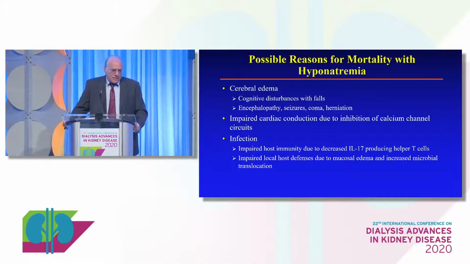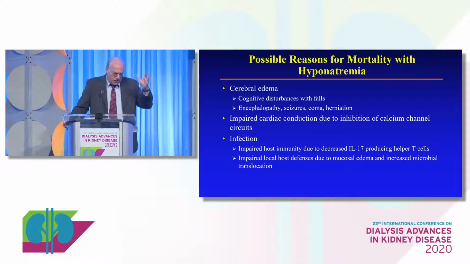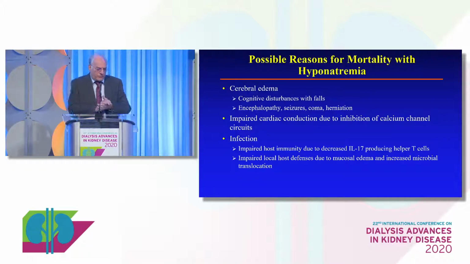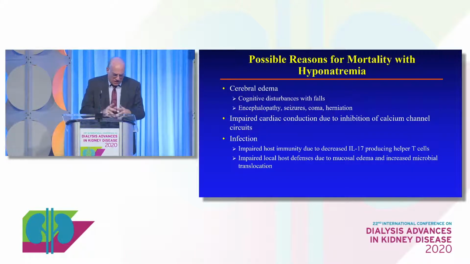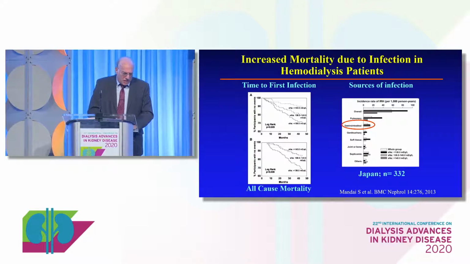Why might this be? Possible reasons: cerebral edema with cognitive disturbances, encephalopathy. There are impairments in cardiac conduction that I cannot explain because of inhibition of calcium channel circuits. I never understood that stuff. And then there's infection-related things, impaired host immunity, impaired local host defenses. So you might wonder, is there an increase in the frequency or severity of peritonitis in patients?